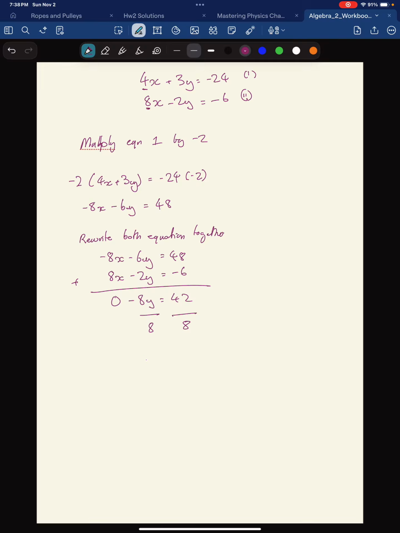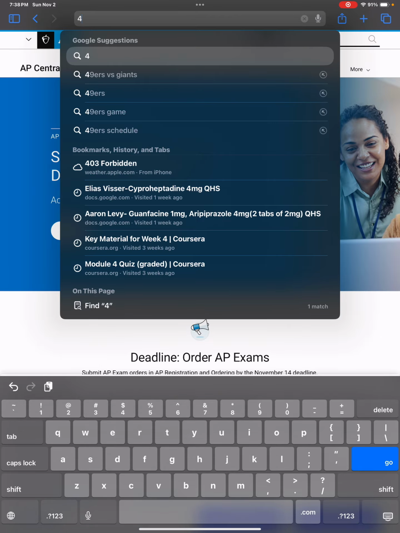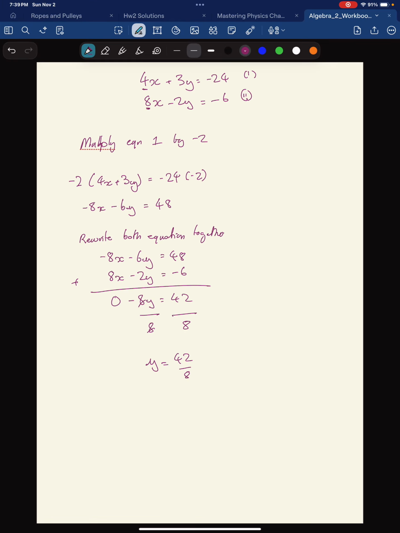Which is a fraction that I don't quite know the value of. 42 divided by 8. Let me check that in my calculator. 5.25. All right, so y will be equal to 5.25. So I have my y value.